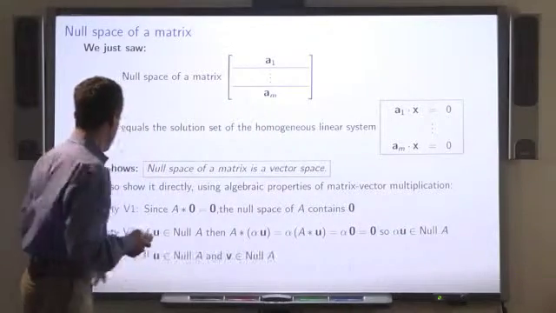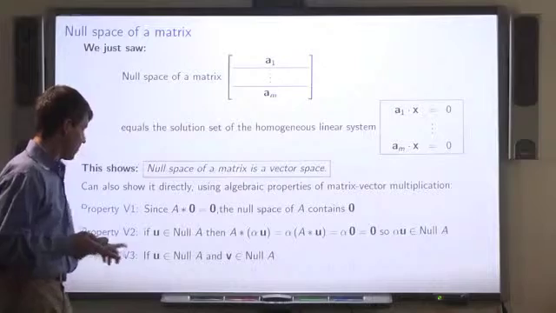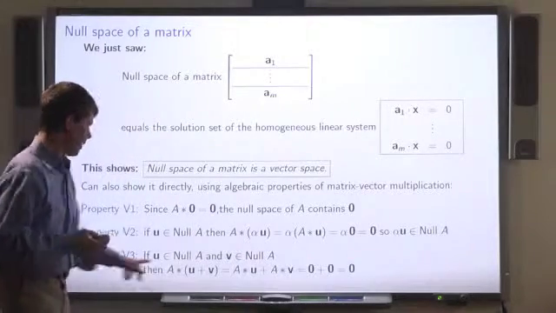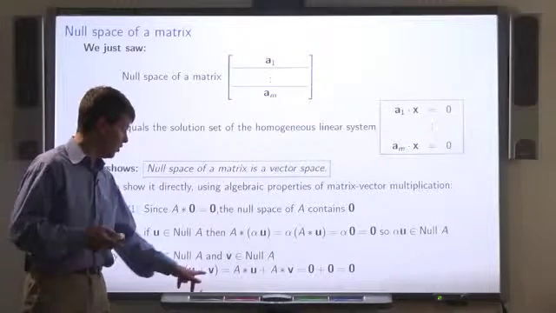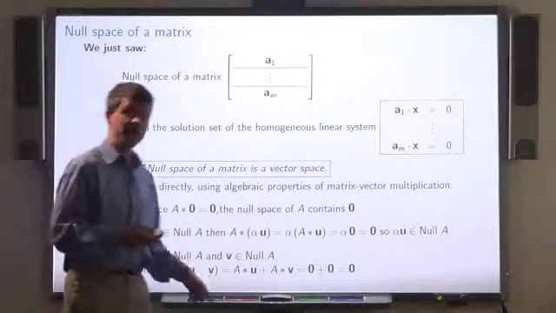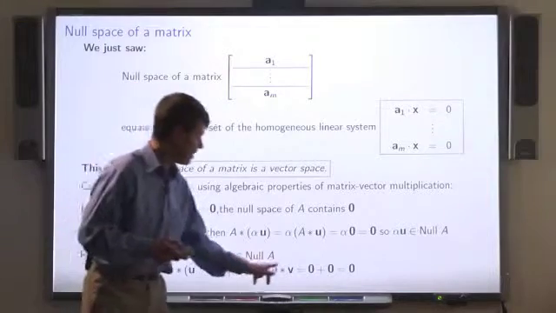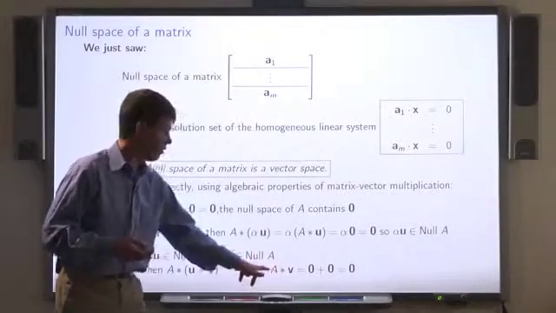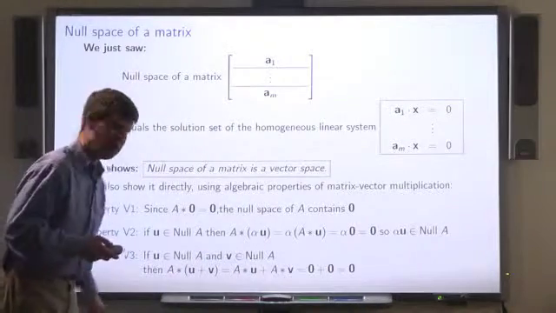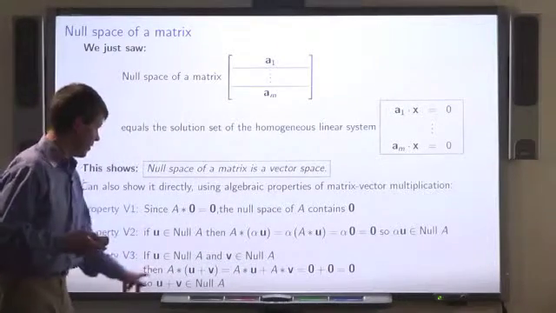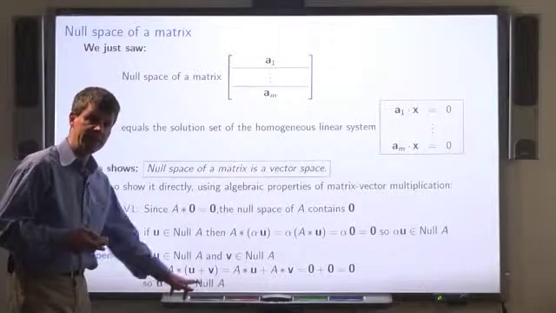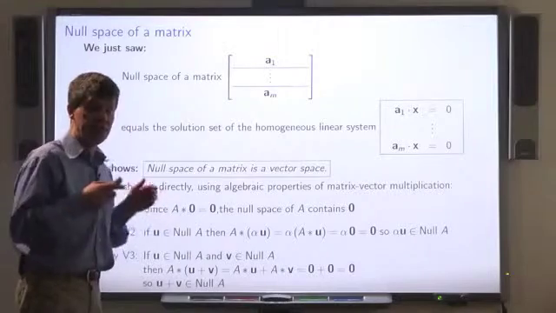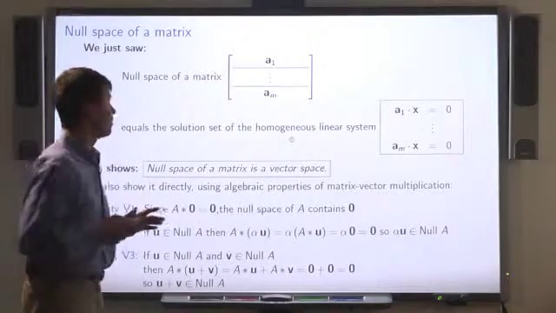So this is alpha times the zero vector, which is 0, which shows that alpha U is also in the null space. Finally, for property V3, if U is in the null space and V is in the null space, then A times the sum of U and V can be split up as A times U plus A times V. Since each of U and V are in the null space, each of these is a zero vector, so their sum is also a zero vector. That proves V3, that the sum of U and V is in the null space of A. So this shows that the null space of A is a vector space.